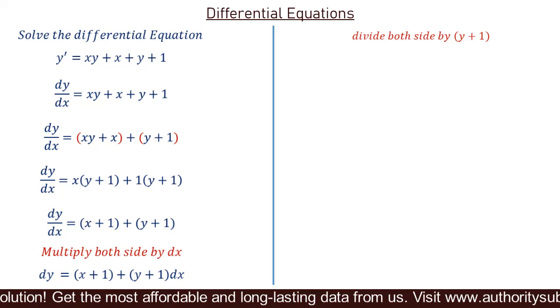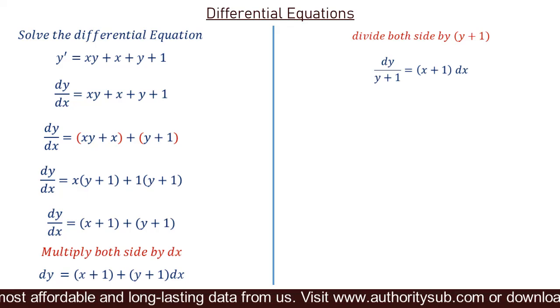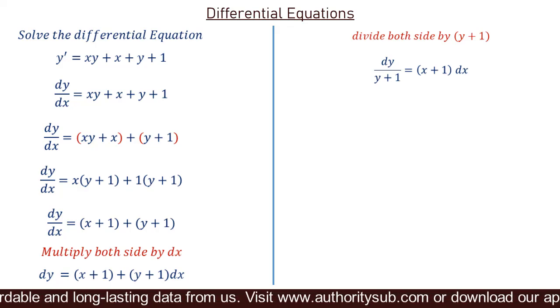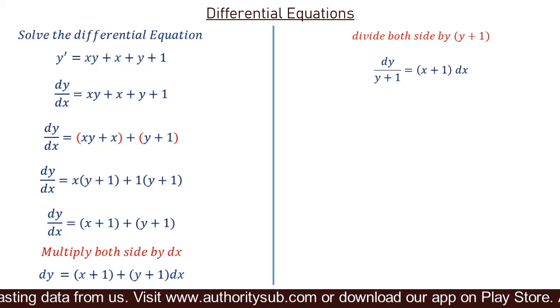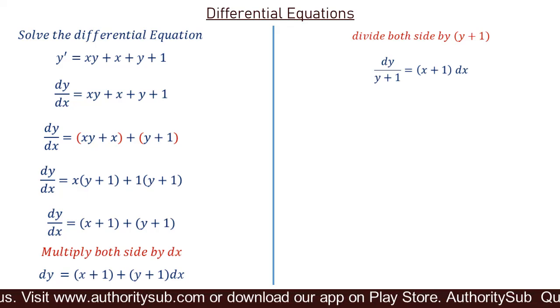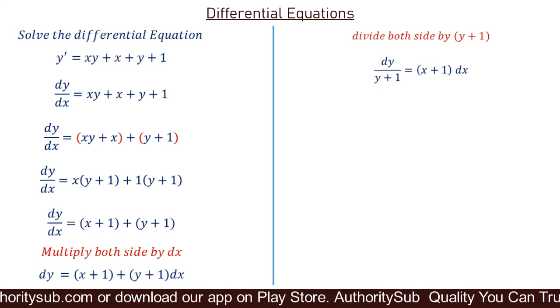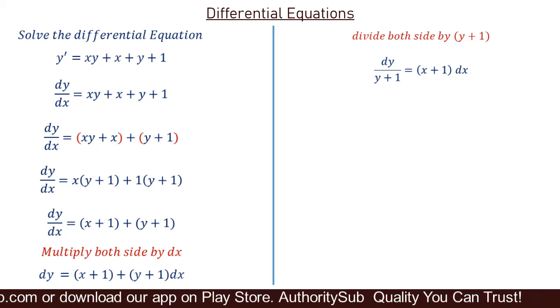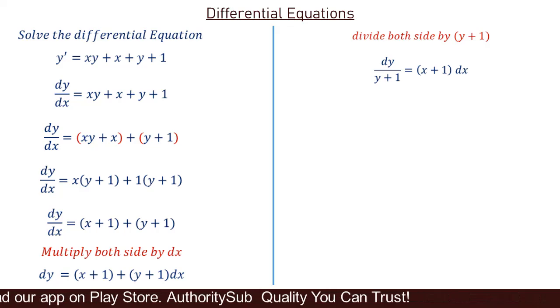Now, when we do that, we are going to have that dy all over y plus 1 is equal to x plus 1 dx. Yes, I think we are together, right? Good. Now let's go. You see here clearly that the variables have been separated. Okay, x and the dx is on one side, y and the dy is on the other side. Okay, so what do we do next?